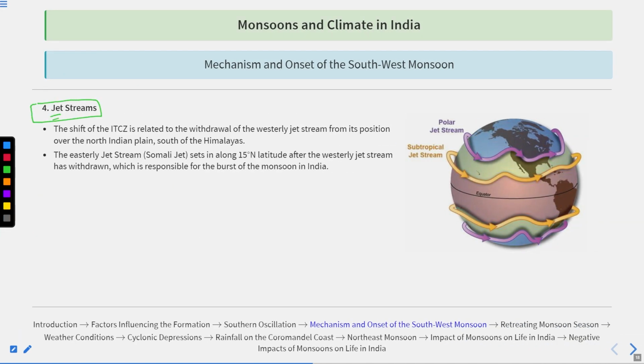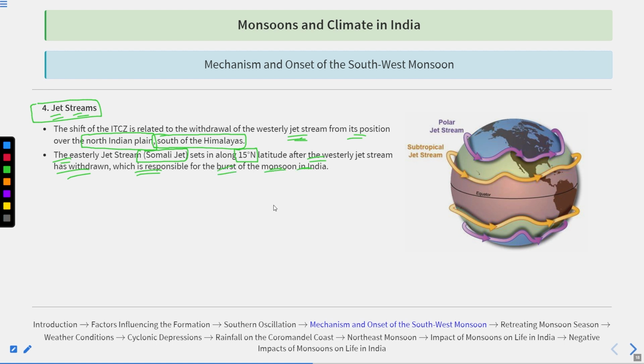Then the jet streams. This is the shift of the ITCZ, and that is related to the withdrawal of the westerly jet streams from its mean position over the North Indian plains to the south of the Himalayas. At that time the easterly jet streams, known as the Somali jets, also get set along the 15 degree north latitude after the westerly jet streams got withdrawn. And that is responsible for the burst of the monsoon in India.